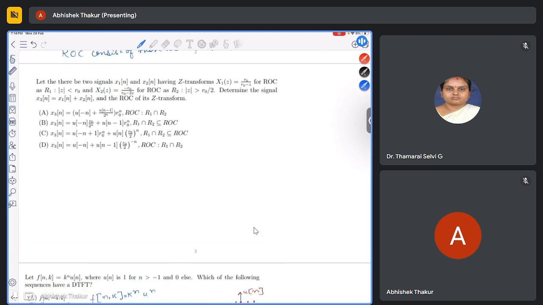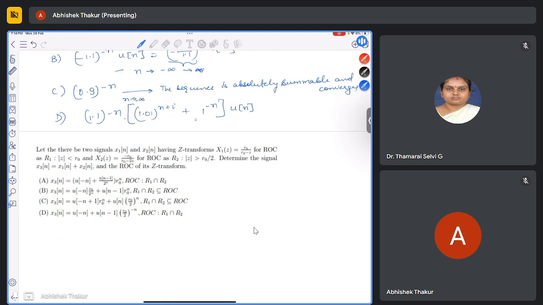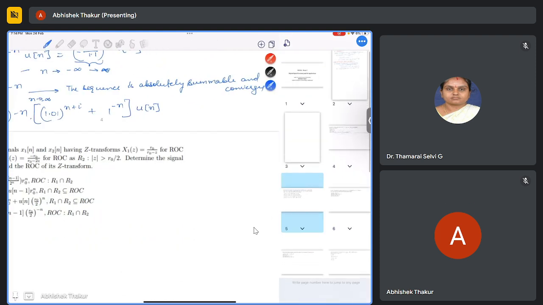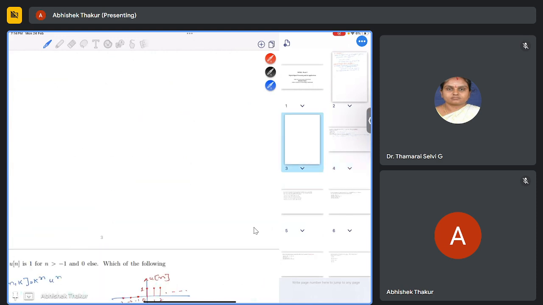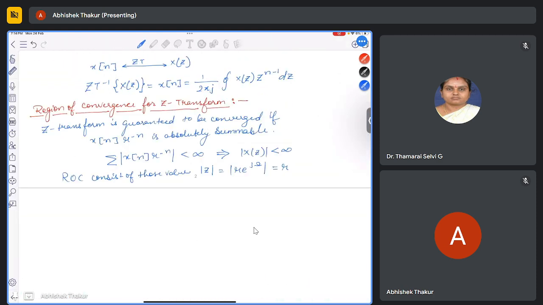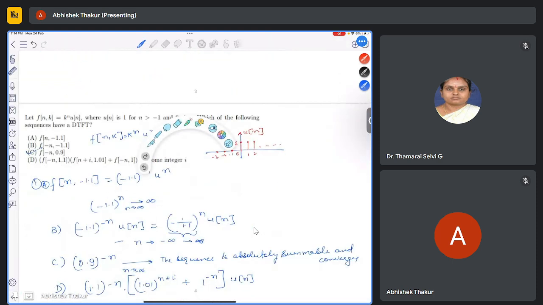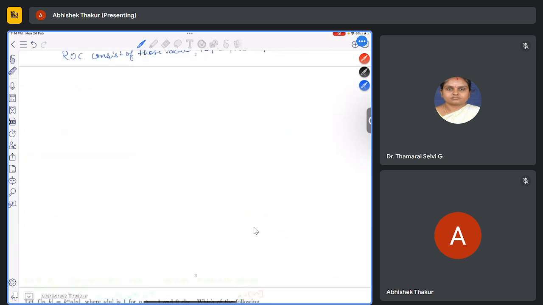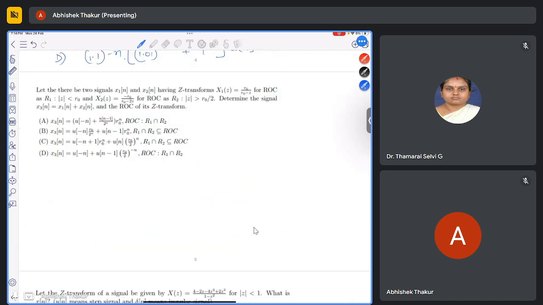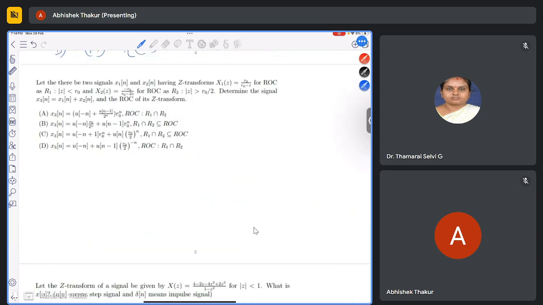So again we'll solve the next question now. Actually this is common in this slide also, so we'll delete it from one place. Now it's correct.